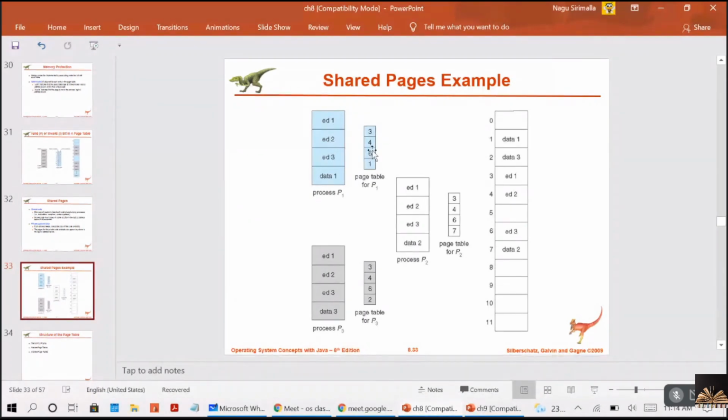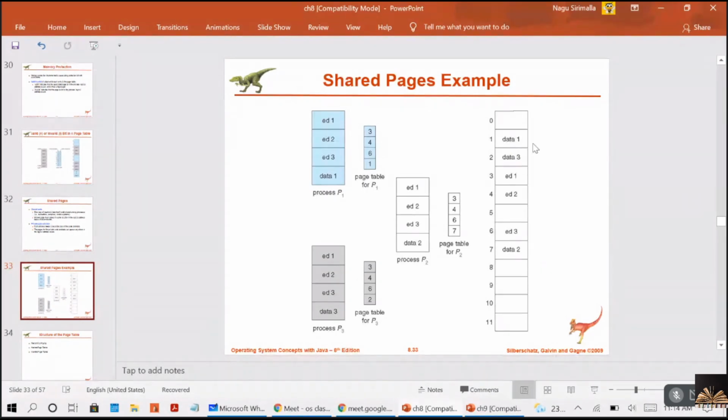So here 3, 4, 6 are the shared pages. That means multiple processes can get access to the same location. 3, 4, 6 are the shared pages, and 1, 2, 7 are the private pages for the corresponding processes. Page 1 is for process 1, page 2 is for process 3, page 7 is for process 2. That way they have their own data.